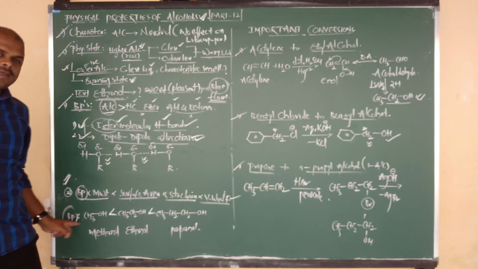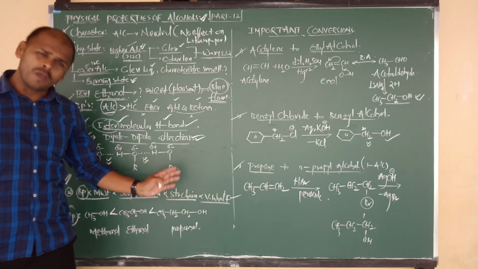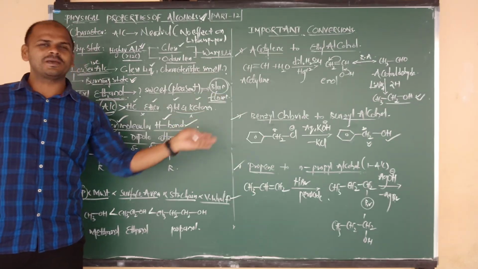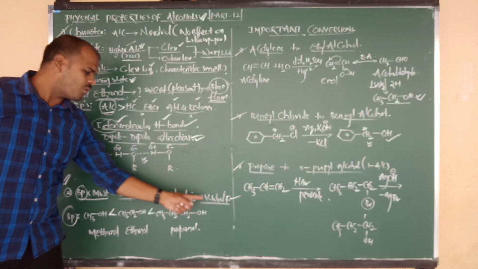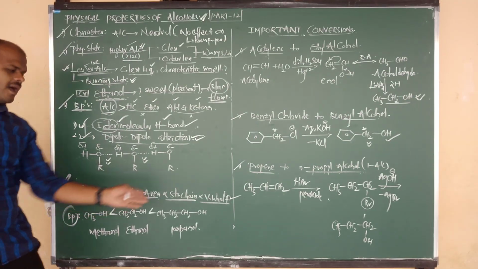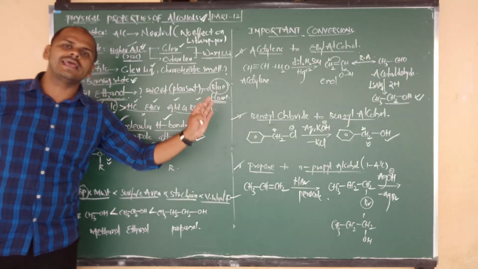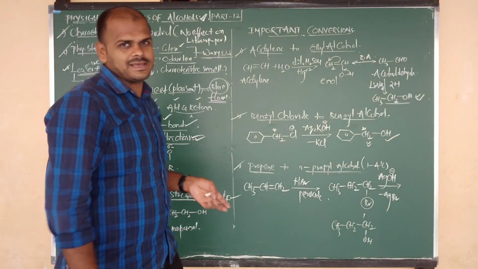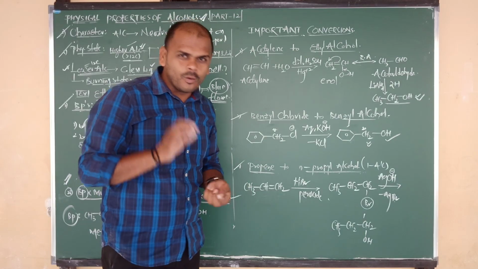So which contains more boiling point, methanol or propanol? Propanol. Propanol or hexanol? Hexanol. Because as the straight chain increases, van der Waals forces, molecular mass, surface area, everything increases. That means the respective compounds' boiling point also increases. I hope you understand. Okay beta?